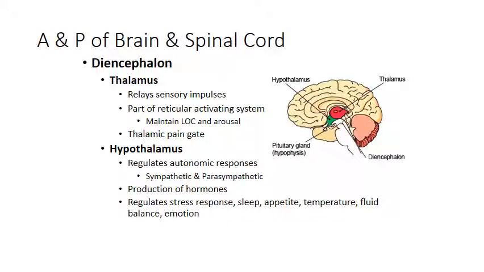When we talk about the brain and the spinal cord, and this should just be an A&P review, the diencephalon contains the thalamus and the hypothalamus, and you can see that they are central here in the brain. They're just above the spinal cord and the brainstem, okay? The thalamus relays all the sensory impulses. It is part of the RAS, or the reticular activating system, and it is responsible for level of consciousness and arousal. It also contains the thalamic pain gate, and we've talked about pain gate theory in the past, okay?